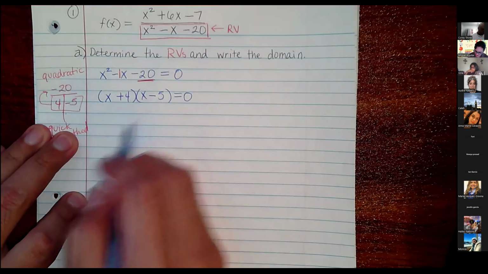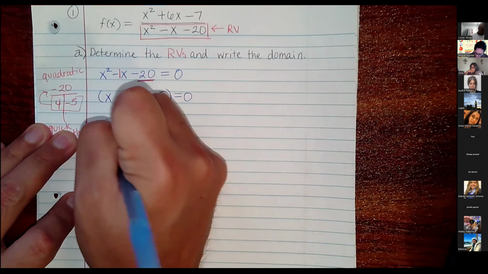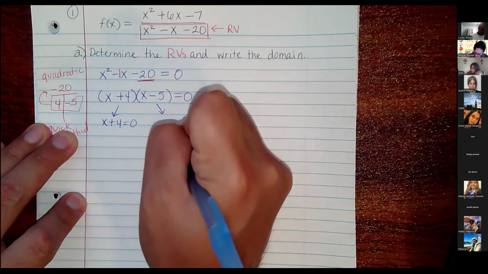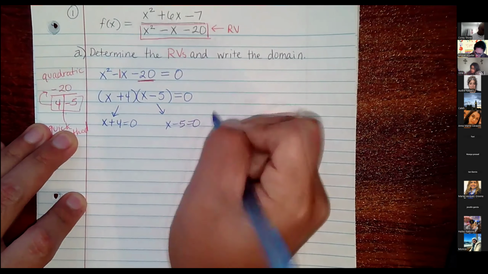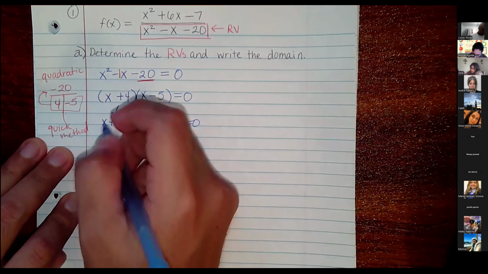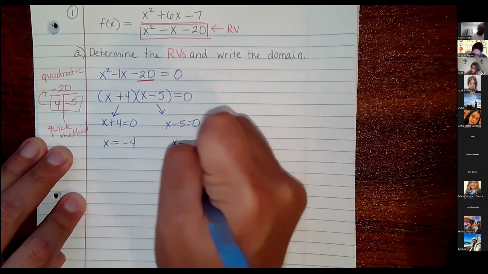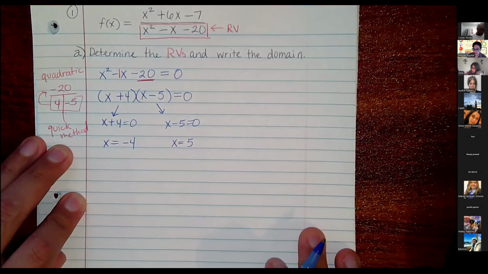So if these are my factors, I could set them equal to 0, right? And I'll just go ahead and show all the steps. x plus 4 equals 0, and x minus 5 equals 0. But these are really nice, simple linear equations. And I know that this is going to give me x is equal to negative 4, and x is equal to positive 5. Are you guys okay with that?